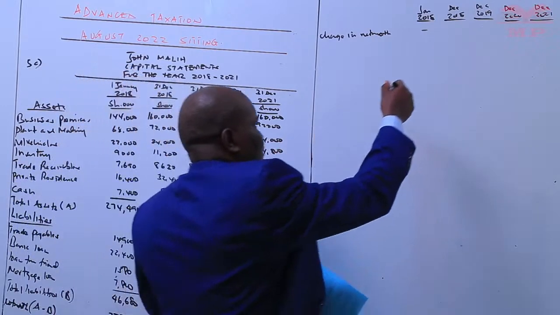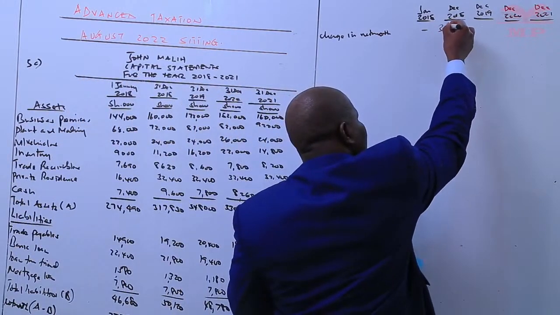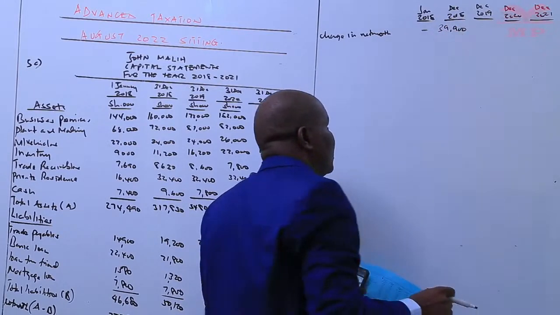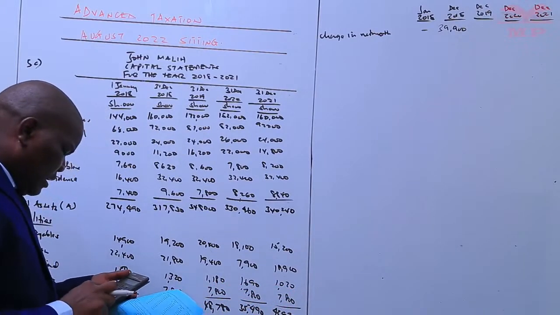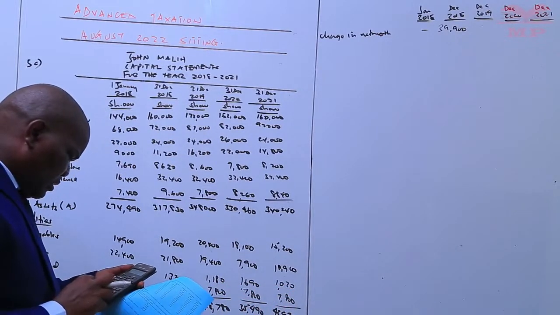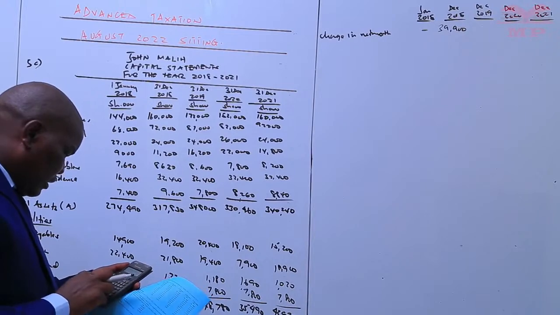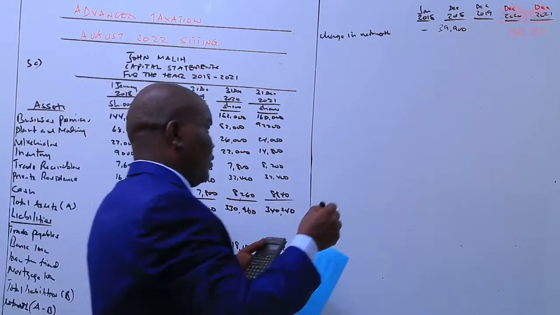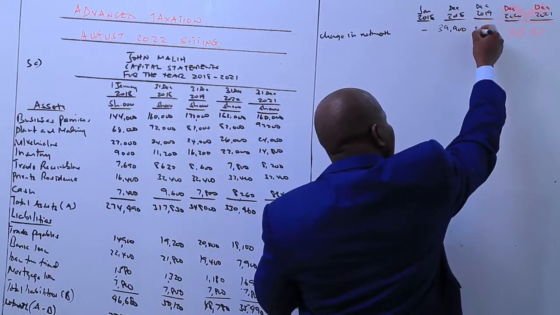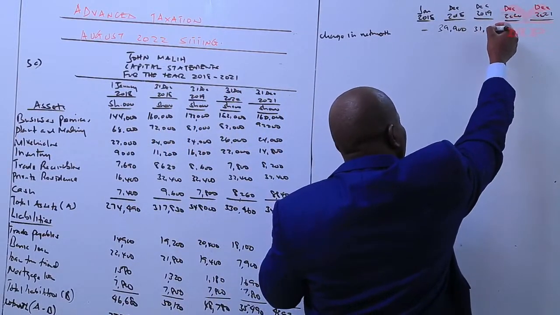39,900, yes. 39,900. 2019, sorry, will be 299,020 less 267,710. I get 31,510.